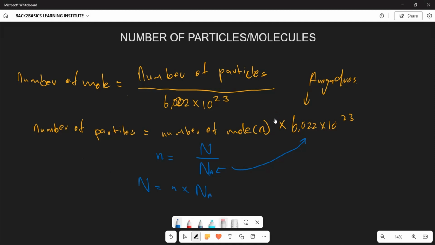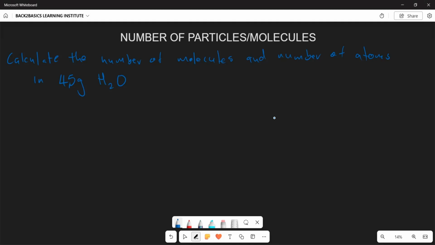Now let's try to get an example and see how we can apply this. Let's say you are given this example that requires you to calculate the number of molecules and the number of atoms in 45 grams of H2O. Firstly, we are going to identify what we are given. You are given this as your grams, and because grams measure mass, this is going to be your mass. But before we continue with everything, we are going to start by calculating our molar mass first.